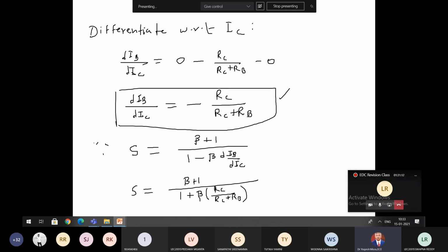Now here you just see one thing. Beta plus 1 is divided by some number. So one thing is clear, S is less than beta plus 1, right? Because in the numerator we have beta plus 1 and in the denominator 1 plus beta into something. So definitely S will be less than beta plus 1.